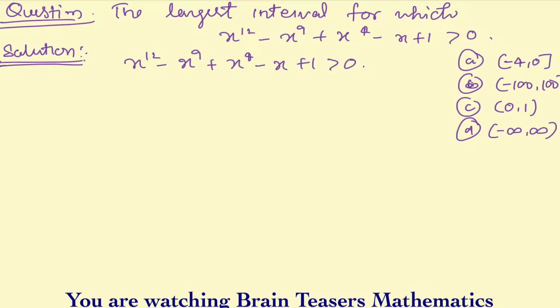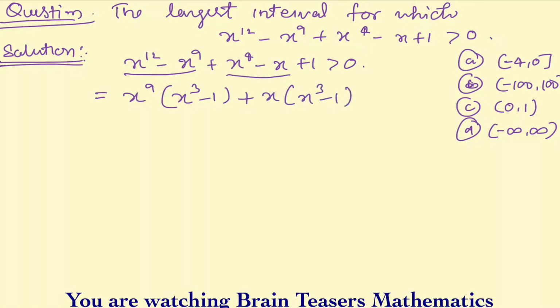For this, from the starting two terms we are going to take x to the power 9, the highest power, common, that is x to the power 3 minus 1. Plus, from the third and fourth terms we are going to take x common, that is x times x cube minus 1, plus 1.